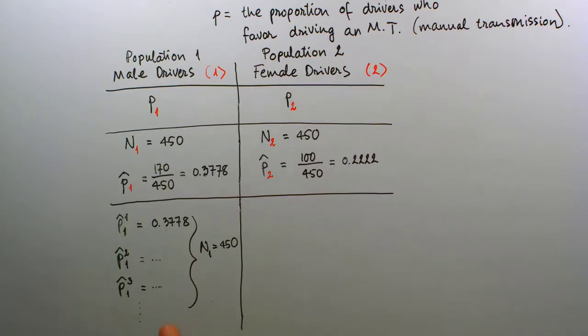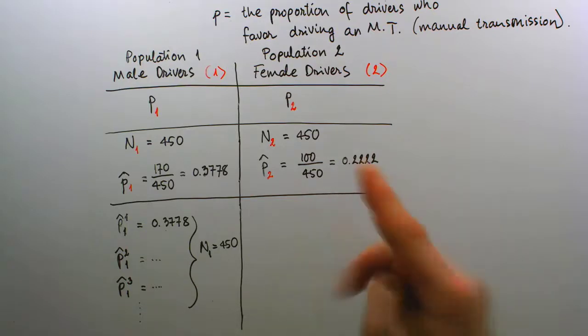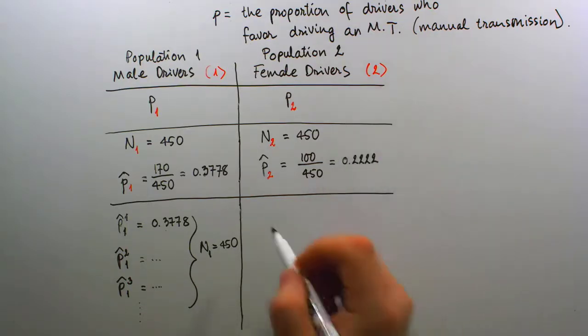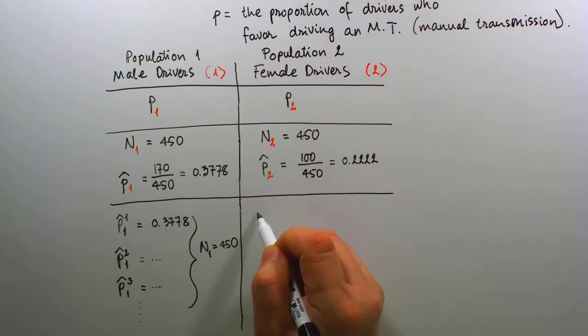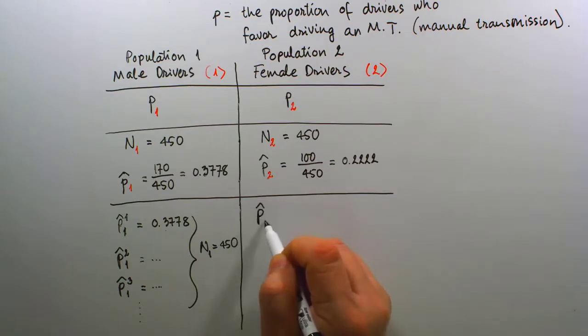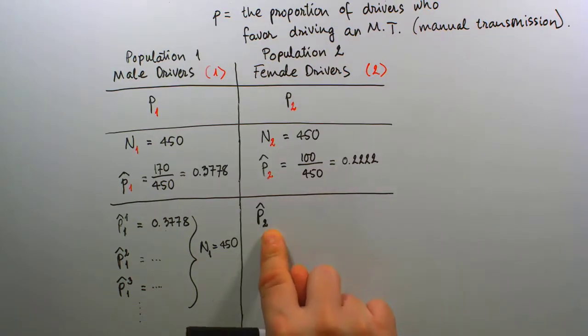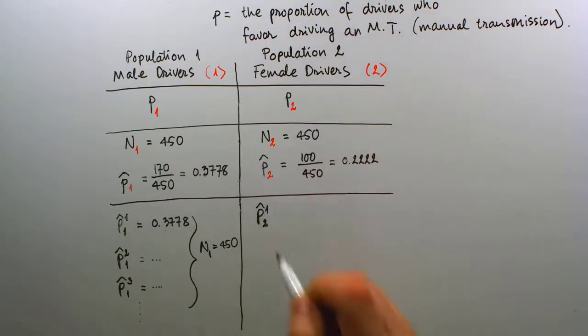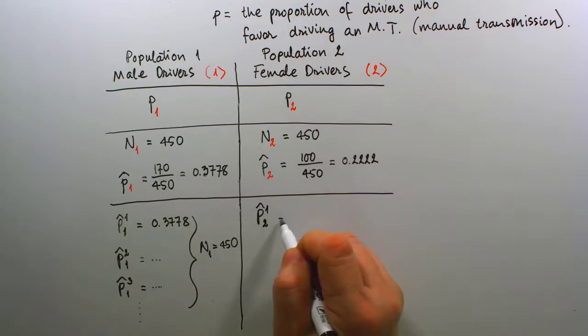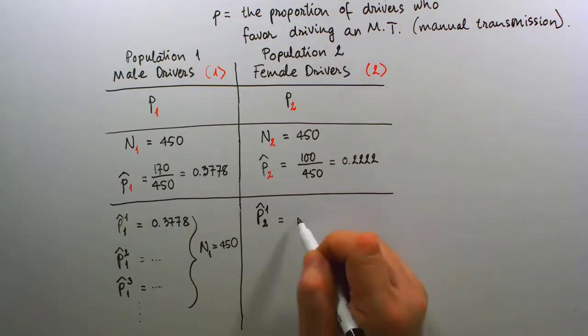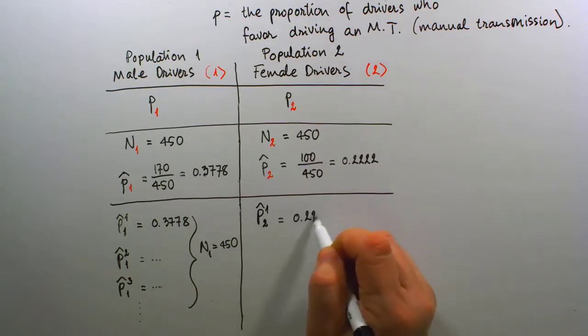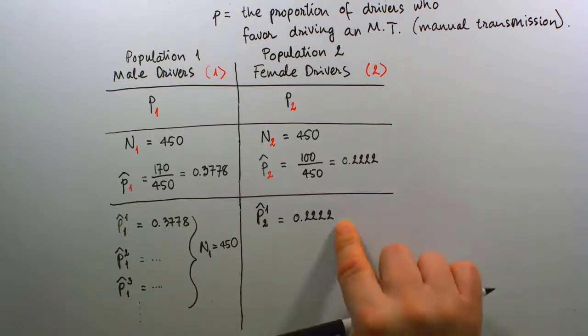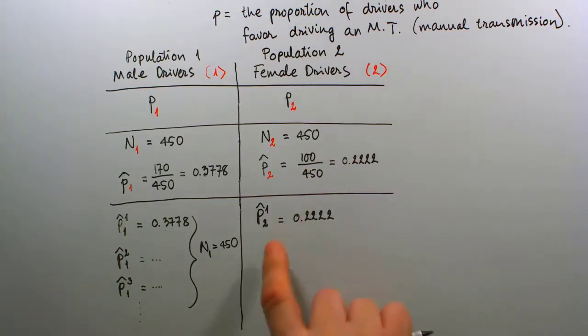And so the same way, now if we turn our attention to the other population, namely population 2, the sample we currently have, I can call that the first sample. So subscript 2 is indicating that it's from population 2, clearly, but we can regard that as our first sample. And the value we have right now is 0.2222.